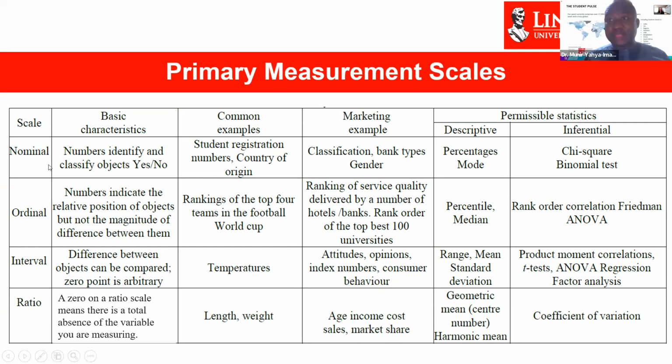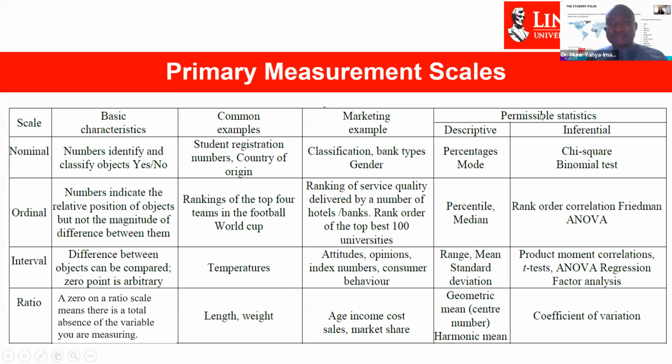One of them is nominal. We have discussed nominal data and ordinal data before now. When we're talking about a nominal scale, some of the basic characteristics of a nominal scale is that their numbers identify and classify objects as yes or no. Common examples can be student registration numbers, country of origin. Then for those who are in business, if you're looking for a marketing example that goes in the nominal scale, you can look at classification, bank types, gender, and the likes.